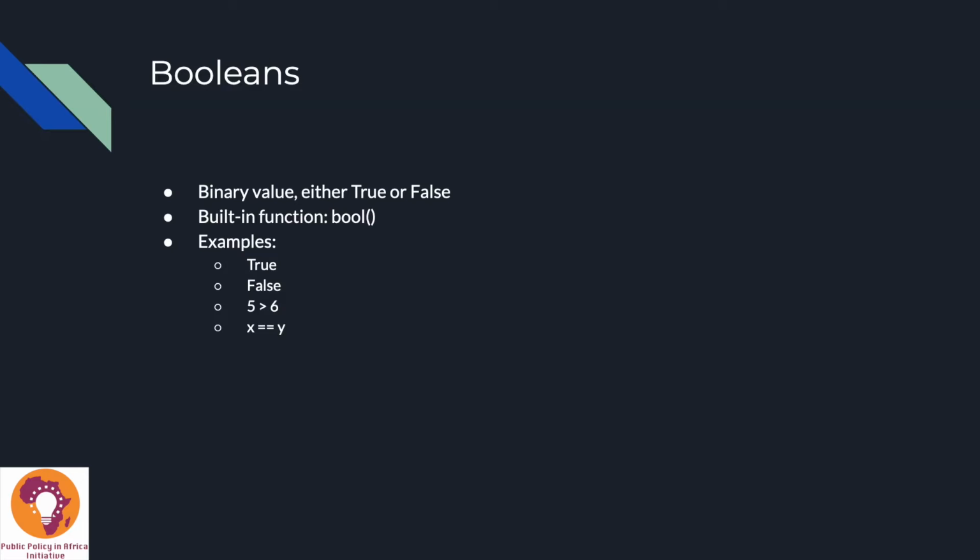So I know Booleans can be a little weird to wrap your head around at first, but it's something that's going to be pretty integral to Python or coding in general going forward. Any questions on it before I move on to the next slide? All right, great.